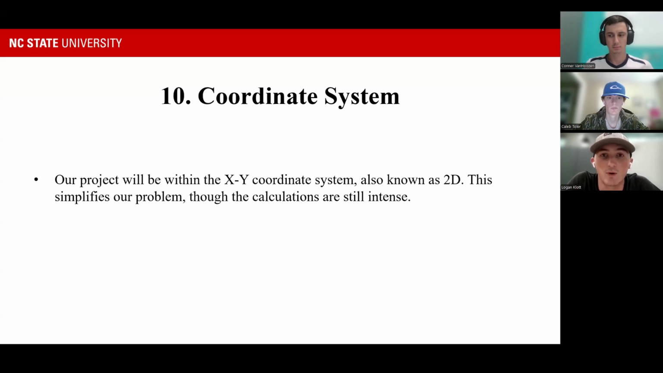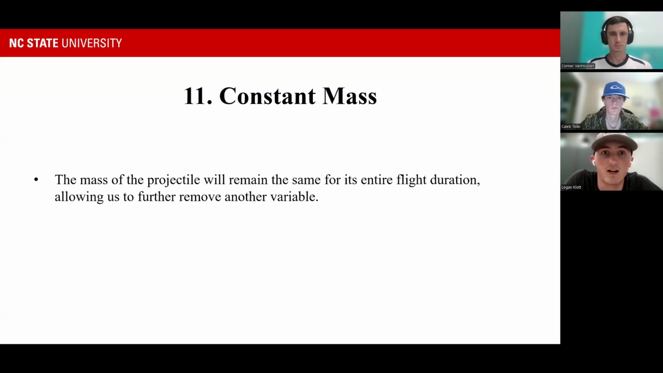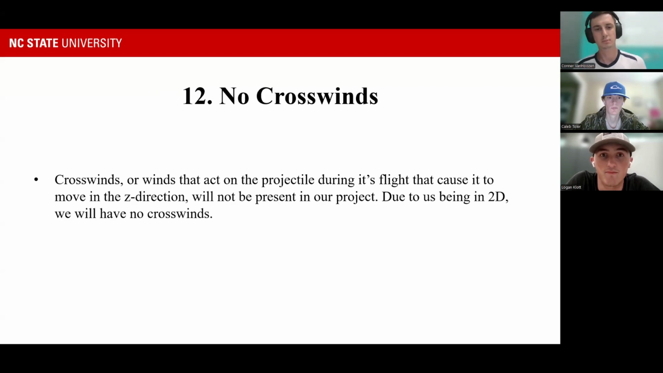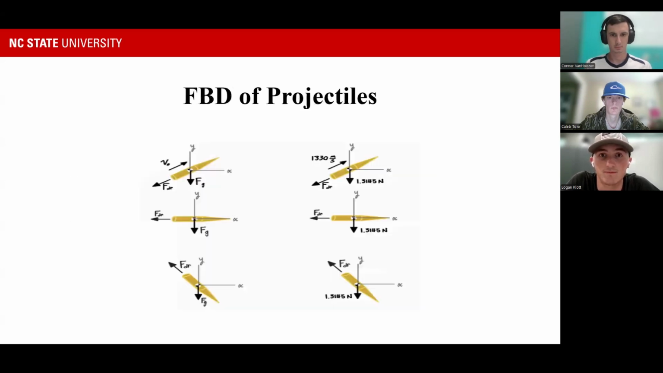We're going to be using an XY coordinate system, also known as 2D. This simplifies our problem, though the calculations are still intense. We're going to have a constant mass for our projectile, so mass will not change. There will be no crosswinds, so winds will not be changing the direction of our projectile.